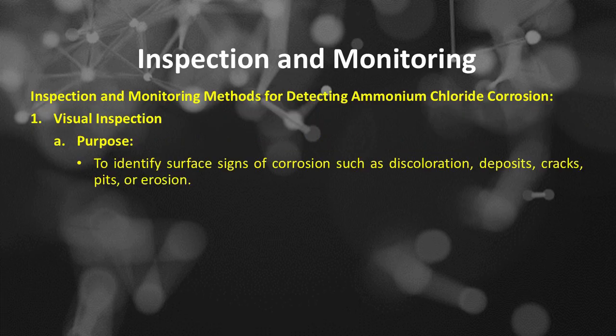Inspection and monitoring methods for detecting ammonium chloride corrosion. Number 1 is visual inspection. This is purposed to identify surface signs of corrosion such as discoloration, deposits, cracks, pits, or erosion. The methods of visual inspection include using borescopes, fiber optic cameras, or magnifying glasses for internal and inaccessible areas, and examining surface roughness, blistering, or flaking.